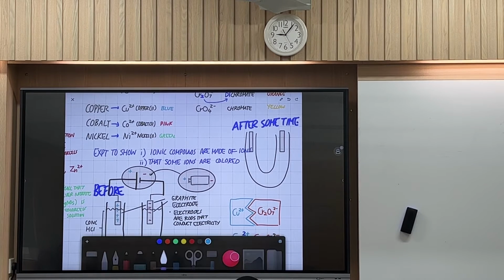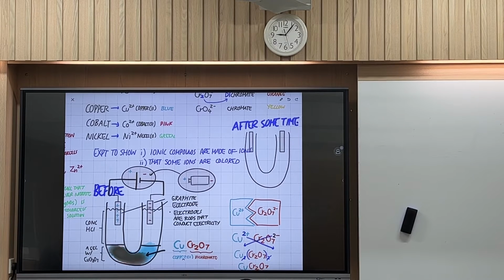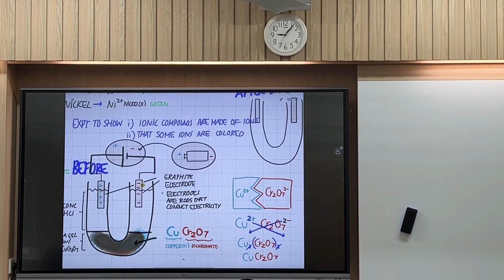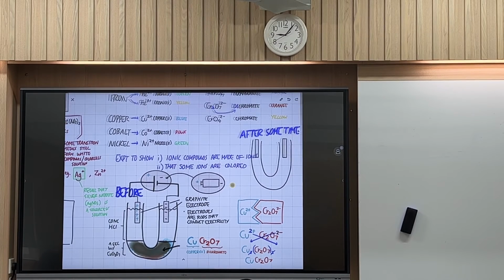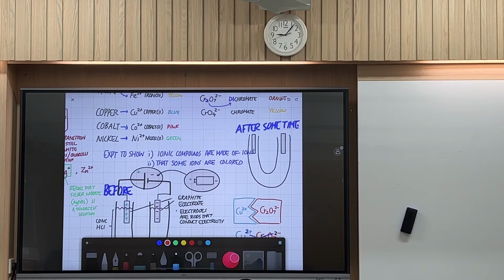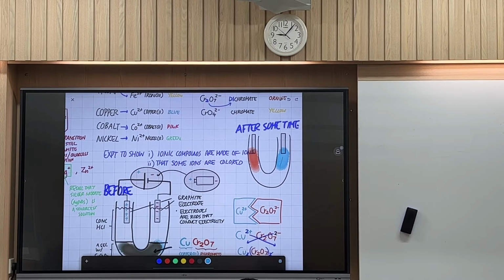The blueness is due to the Cu2+ ion. The orange color is due to the dichromate ion. At first, it's very difficult to see the color of the compound because they are mixed. Then after some time, the orange color will migrate over here, and the blue color will move over here. So you see a trail of ion movement to these two electrodes. They separate into the two different ions.